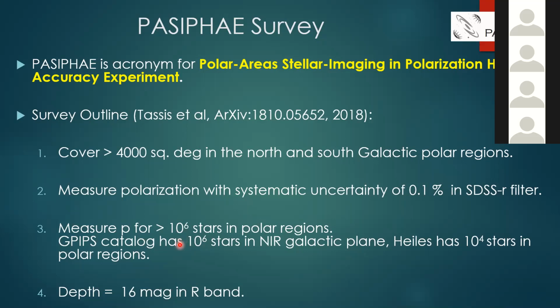Currently, similar measurements exist in the galactic plane using the GPIPS catalog, but in the polar regions, the sampling of stars is very low. And we are aiming to go up to 16 magnitude depth in our band. More details of this survey and its scientific and technical goals can be found in the PASIPHAE white paper by Tassis et al.